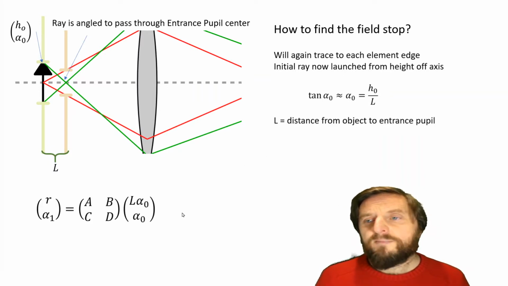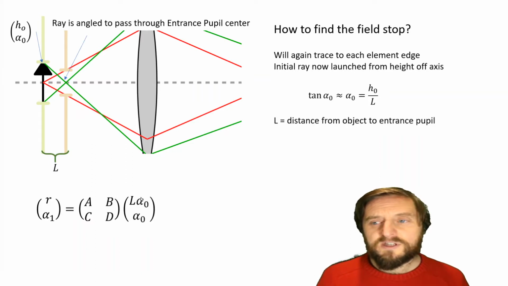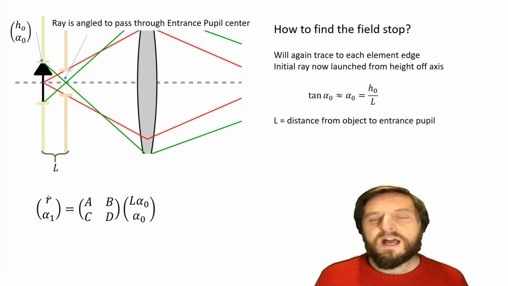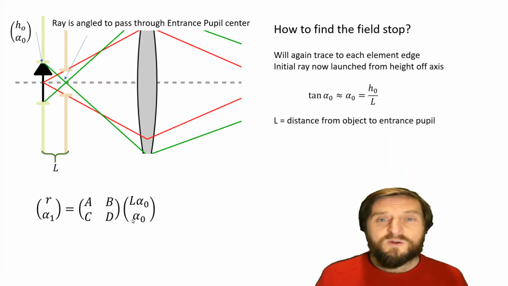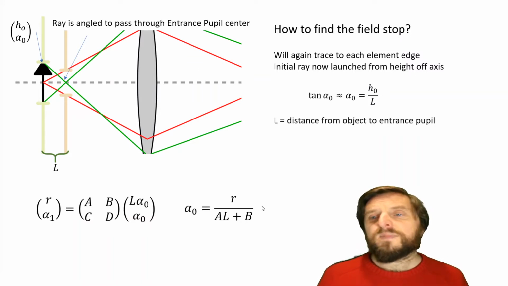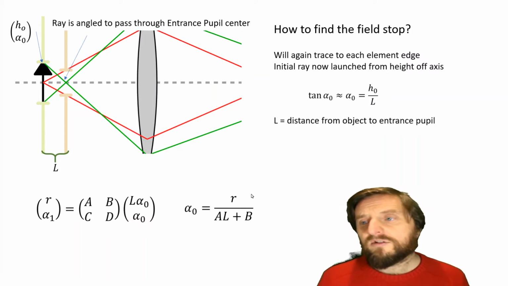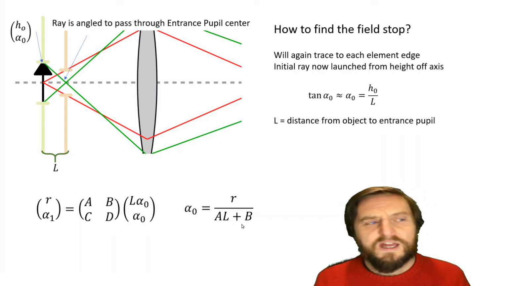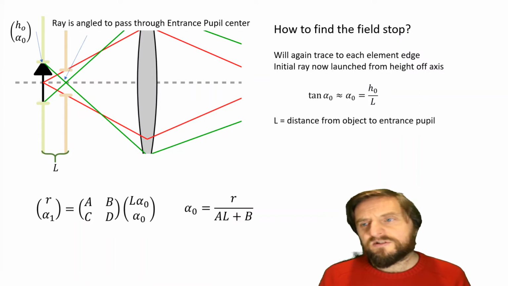And so our matrix calculation now becomes this. So our input ray is (L alpha 0), and our output ray is (R alpha 1). So now we do exactly the same process as we did before. We do this multiplication, and this time our angle equals R over (AL plus B). So you can go through exactly the same procedure as you did before.